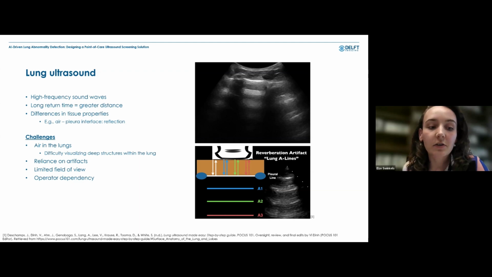However, there are some challenges in using ultrasound. And the largest challenge is that there is a lot of air in your lungs, which makes it difficult to visualize deep structures within the lung. Secondly, it relies a lot on artifacts. So you are not really looking at structures inside your lung, but you're mainly looking at artifacts that occur. Thirdly, it has a limited field of view. So instead of making one chest X-ray, you would need to make multiple ultrasound scans. And there is a lot of operator dependency.